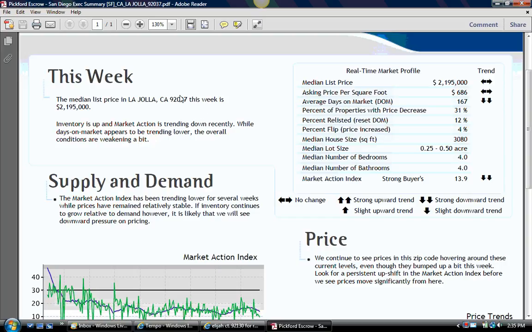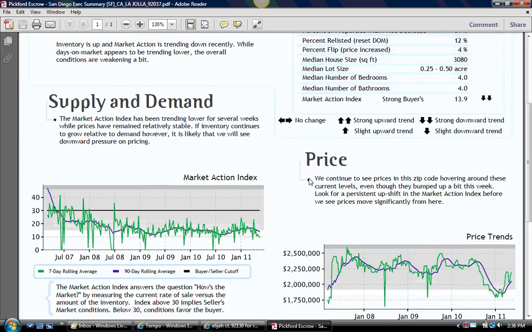This is your May market report for single-family homes in La Jolla 92037. The median list price right now is just under $2.2 million, and that along with the asking price per square foot have been very steady here for the last few months, while average days on market are continuing to go down. The market action index is dropping slightly right now. Let's take a little closer look at that.